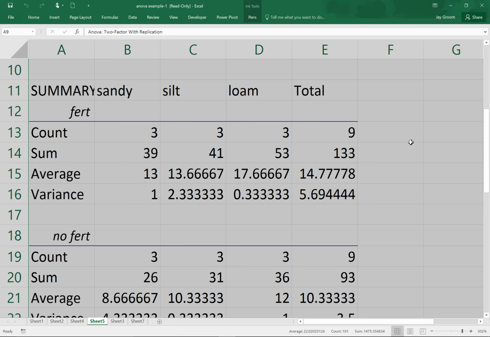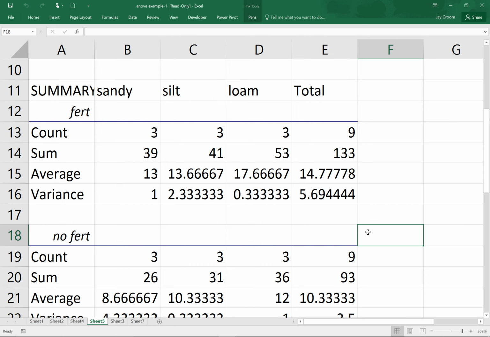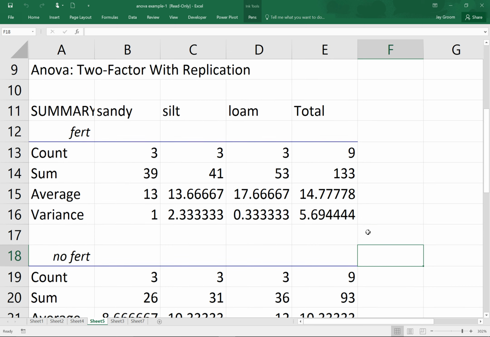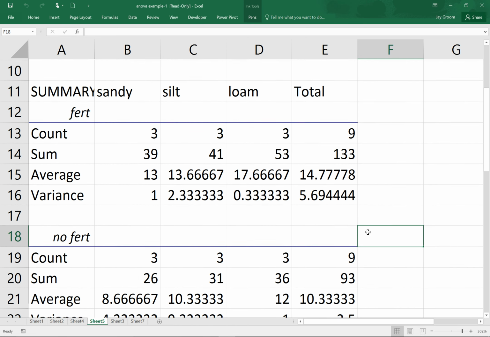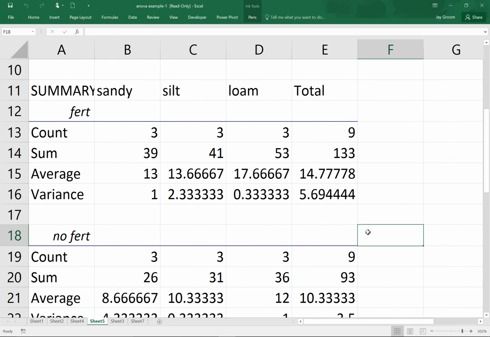So down here we have a lot of extra information. What did you put in for the output range? I think I clicked on A11 or something. Just somewhere down here, A9 or somewhere down there. It's not really important, just somewhere not on top of my data. Okay? And so what I have here is for fertilizers, now I'm comparing the average for silt versus loam versus, where's sandy? Oh, there's sandy right there, yes? Okay? And then for no fertilizer, that's down here below, yes?